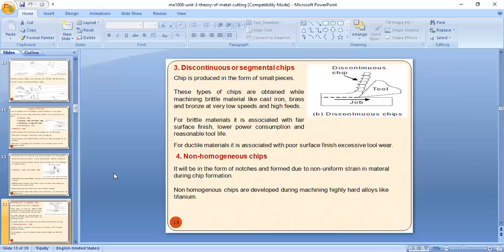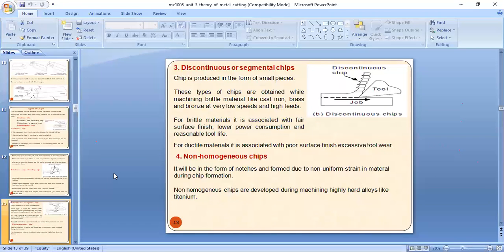And the third chip is the discontinuous chip. Already I told you these types of chips are obtained whenever we are machining brittle materials like cast iron, brass, and bronze at very low speeds and high feeds. Those are the machining parameters you have to state, and chips are produced in the form of small pieces.